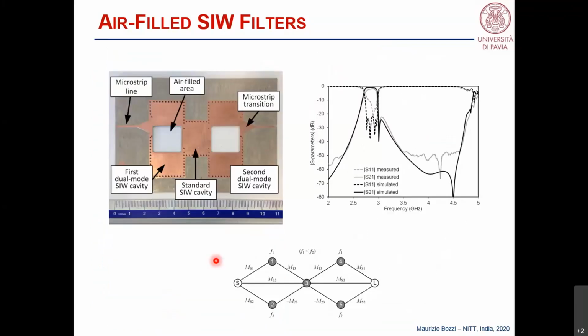Of course, you can also design more complex filters, like a fifth order filter. Like in this case, you have a dual mode cavity here with the air-filled region, a traditional single mode cavity in the middle, and another dual mode cavity here. So you get a filter with 5 poles and a double transmission zero here. The other transmission zero is quite far away and cannot be controlled.